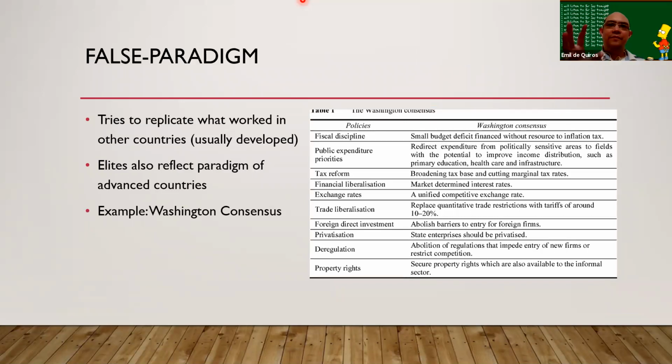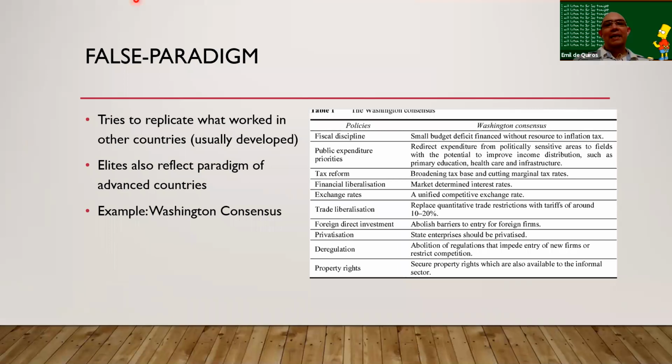This one is part of the dependency models. It's basically the poorer countries depending on richer countries for advice or models: what to do, how can we develop ourselves better, how do we grow our pie better, how do we solve poverty?